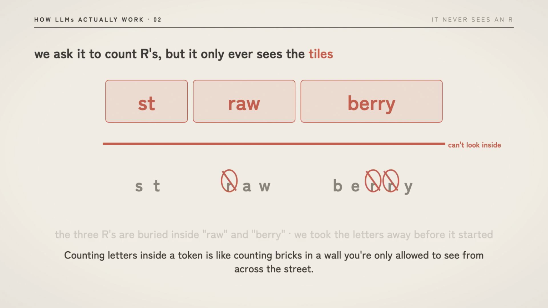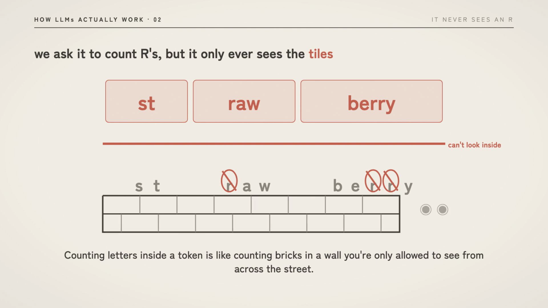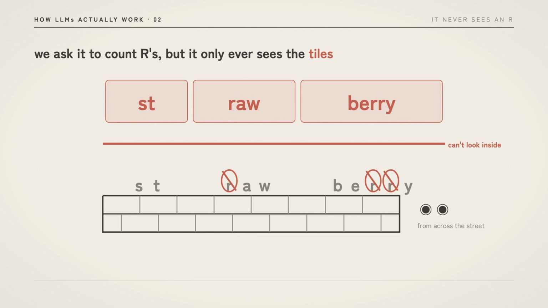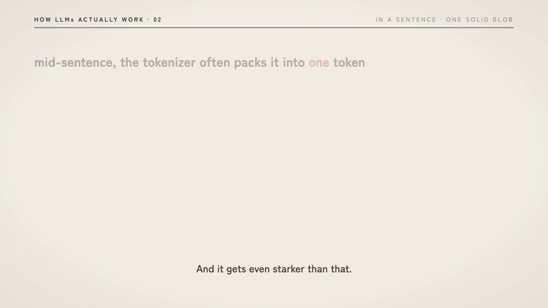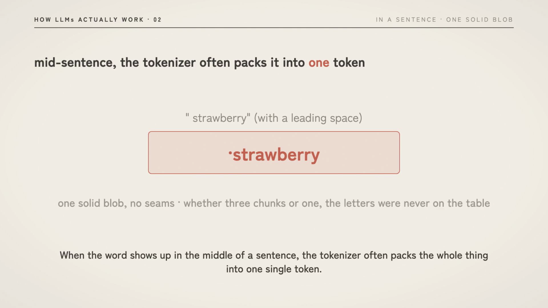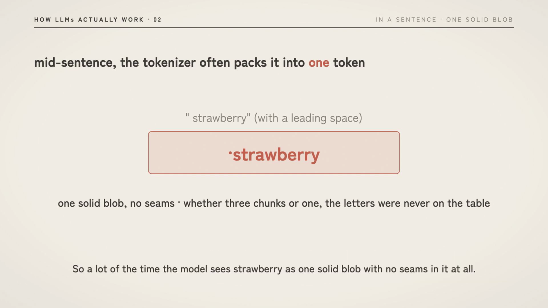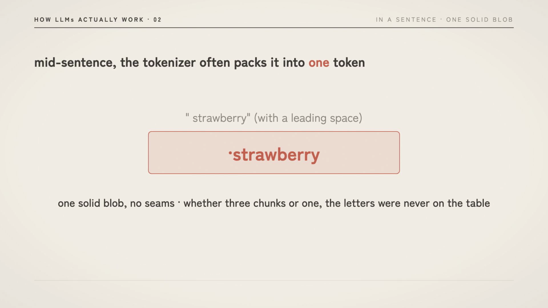Counting letters inside a token is like counting bricks in a wall you're only allowed to see from across the street. It's not that the model is bad at counting, it's that we took the letters away before it ever got started. And it gets even starker than that. When the word shows up in the middle of a sentence, the tokenizer often packs the whole thing into one single token. So a lot of the time, the model sees strawberry as one solid blob with no seams in it at all. Either way, whether it's 3 chunks or 1, the letters were never on the table.